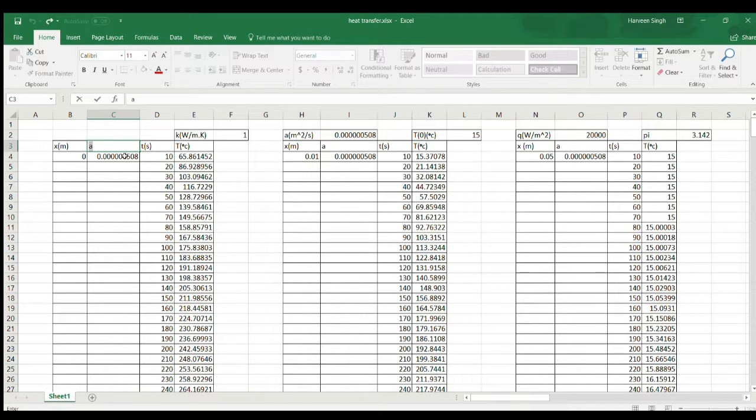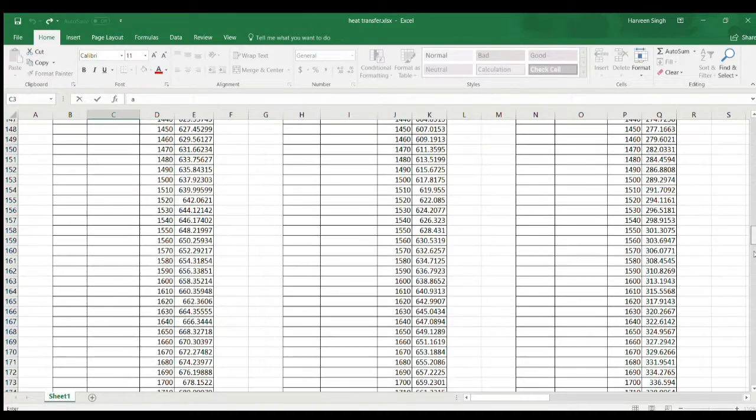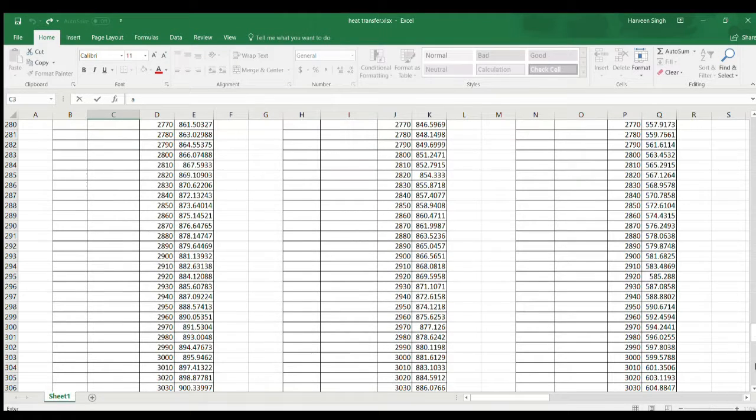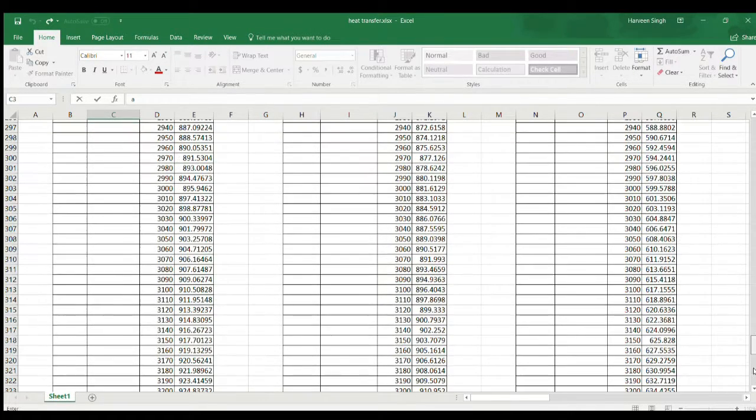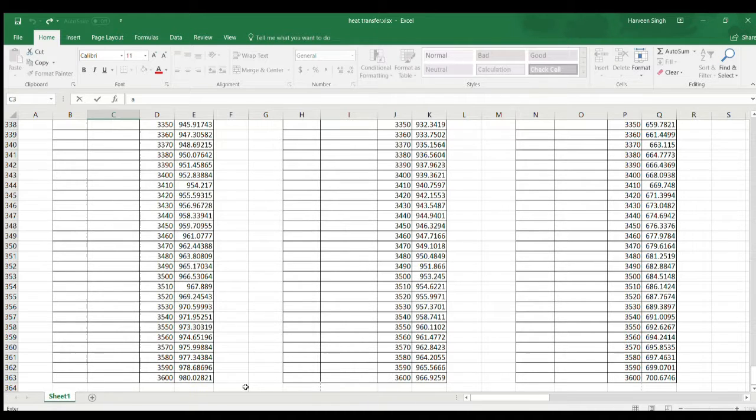As you can see, the thermal diffusivity and the times are here. Thermal diffusivity is 5.08 times 10 to the power of -7, and the heating time starts from 10 until 3600 seconds for every table. The value of T obtained for 0 meter from the wall surface is 65.86, and it goes on until 3600 seconds at the bottom here. At 3600 seconds, the temperature at the wall surface will be 980 degrees Celsius.